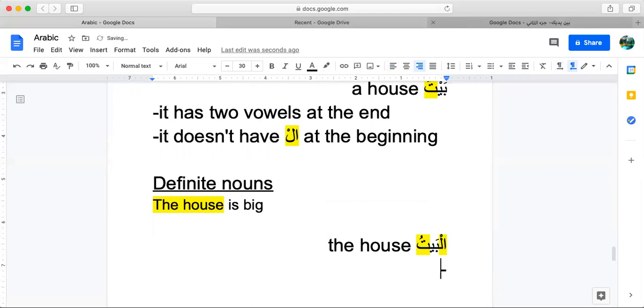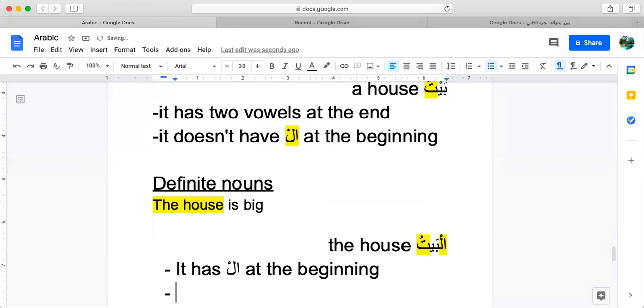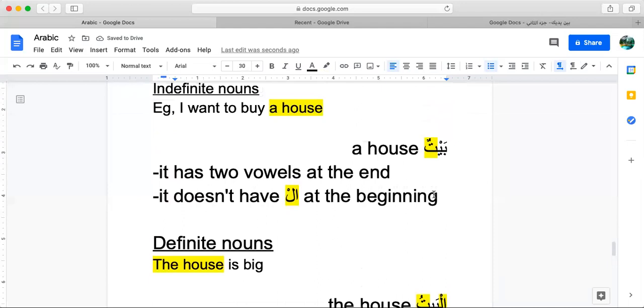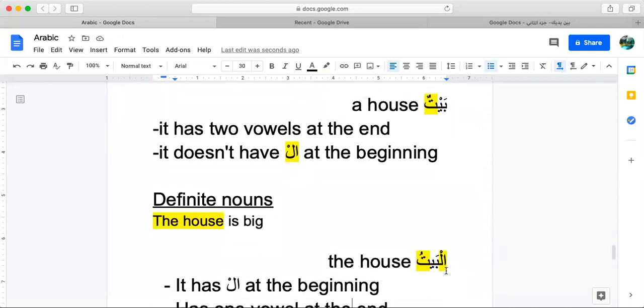So what do we notice? It has al at the beginning. And what else does it have? It has one vowel at the end of the word. Okay, alhamdulillah, we finished with that. Definite, indefinite. So baytun, al baytu.